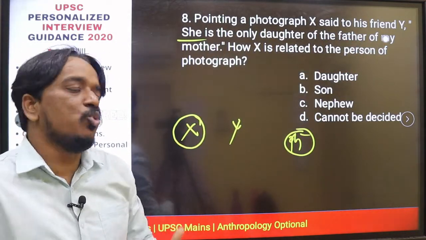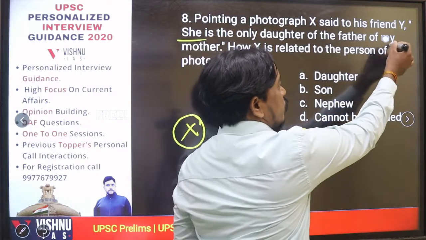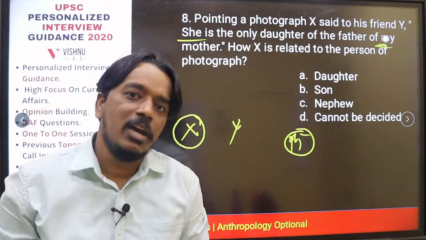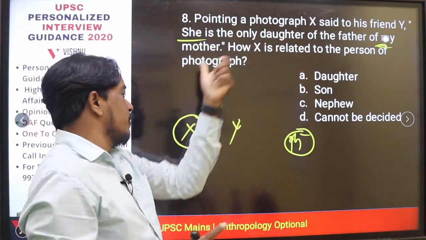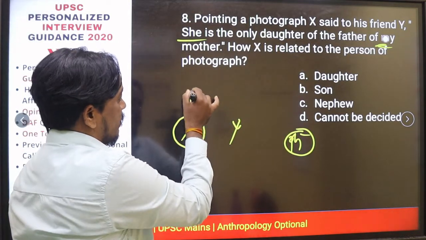Father of my mother, means who is telling? Always in this type of question, focus wherever 'my' is there. 'I am', 'myself', and these types of words we have to focus on particularly. My mother means X's mother.